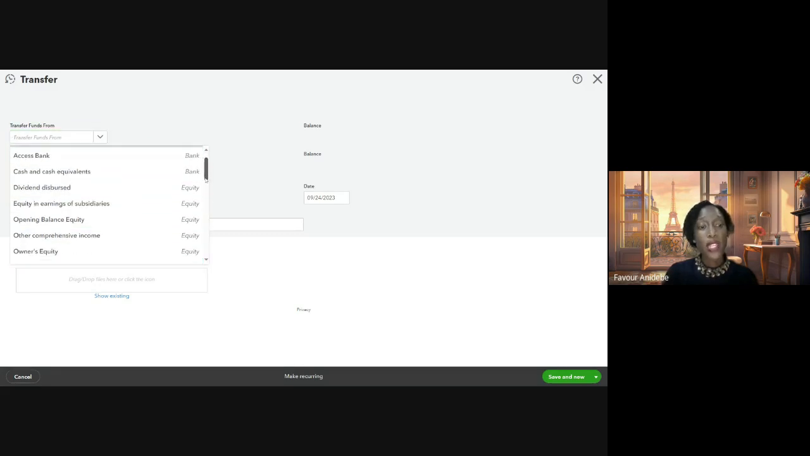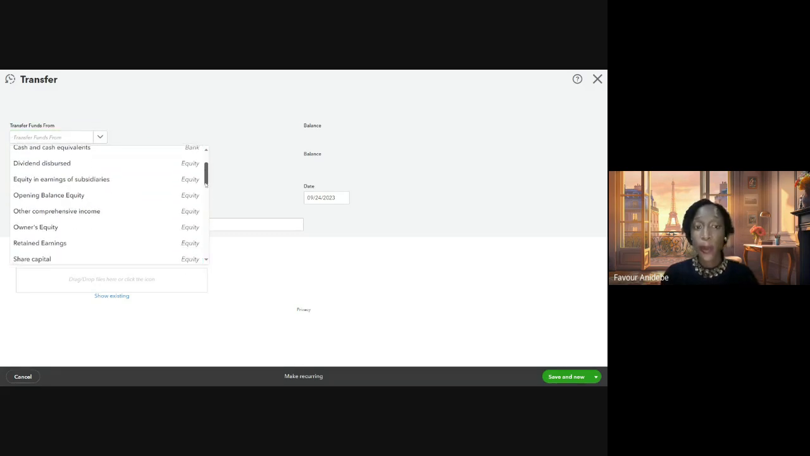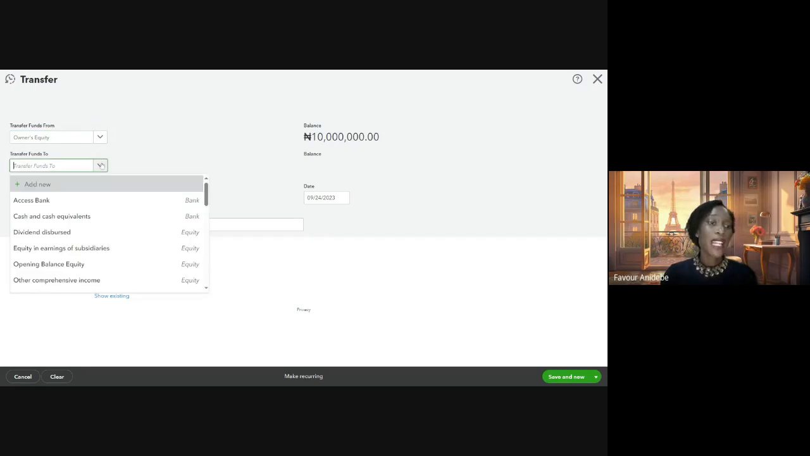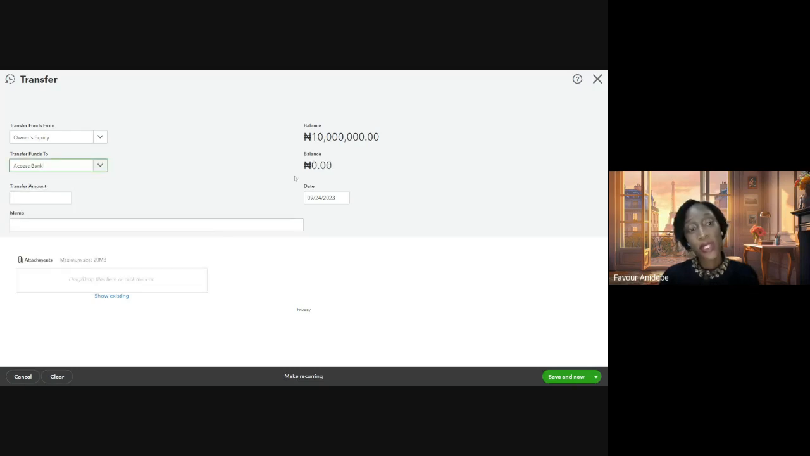We want to transfer from owner's equity, right? Do you remember? We want to transfer from there so that it reflects in our Access Bank, because there is nothing in our Access Bank account. So we select owner's equity. You can see it has brought out that in owner's equity you have 10 million naira. Then you select where you're transferring the fund to: Access Bank. Our Access Bank was 0 naira. We did not put anything.